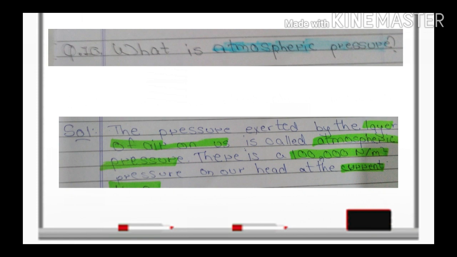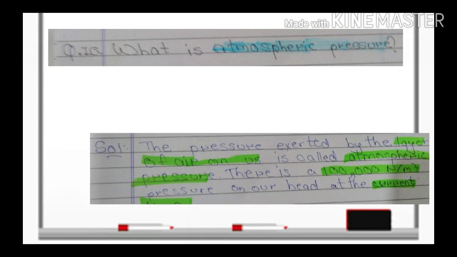There is 100,000 Newton per meter squared pressure on our head at the current time. The keywords here are layer of air on us, that is atmosphere. It's called atmospheric pressure. It's simple, like atmosphere, atmospheric pressure. And there is a current 100,000 Newton per meter squared pressure on us at the current time. It's a fact. If you want to write it, you can, it's your wish. The keywords, as you know, are air, atmosphere, pressure, 100,000 Newton per meter squared at current time.